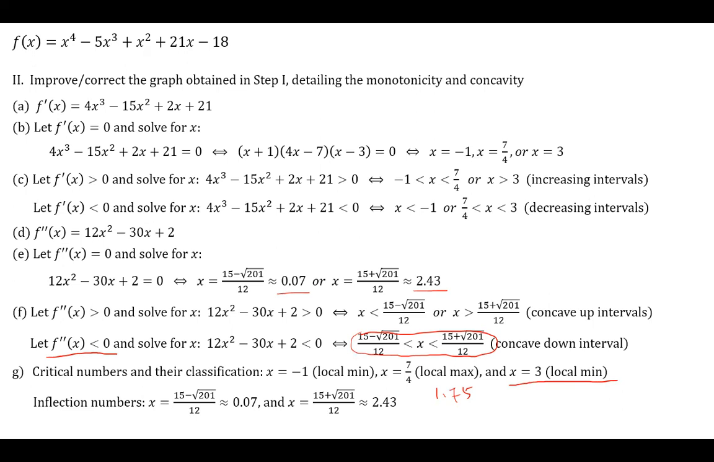You can use the same method to check the next critical number. When x equals 3, apparently x is greater than 2.43 here. Therefore, the second derivative at that point is greater than 0. So this point is a local minimum point.